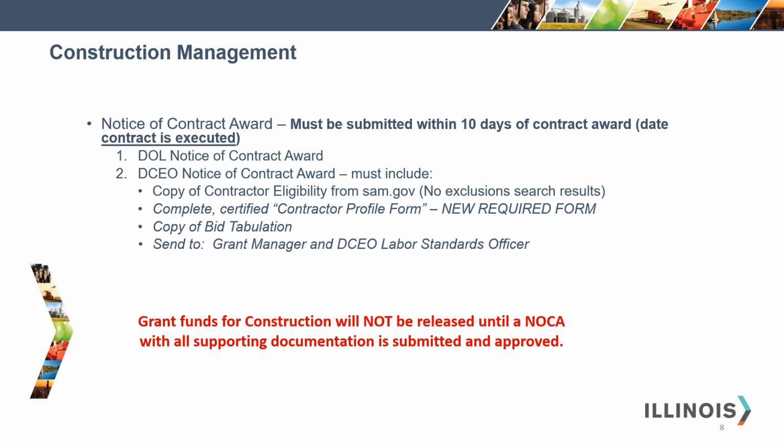The DCEO Notice of Contract Award must be submitted to the grant manager and to the DCEO Labor Standards Officer. The DCEO Notice of Contract Award, HUD 2516, must include a copy of the contractor eligibility from sam.gov and a completed certified copy of the contractor profile form and a copy of the bid tabulation. Grant funds for construction will not be released until a copy of the NOCA HUD 2516 with all supporting documentation is submitted to DCEO and approved.